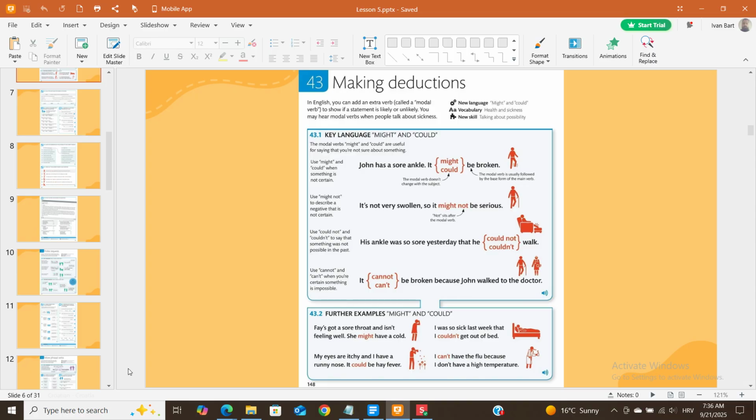43.2 Further examples: might and could. Faye's got a sore throat and isn't feeling well. She might have a cold. My eyes are itchy and I have a runny nose. It could be hay fever. I was so sick last week that I couldn't get out of bed. I can't have the flu because I don't have a high temperature.